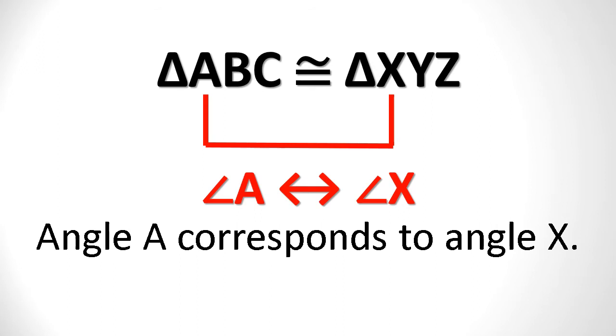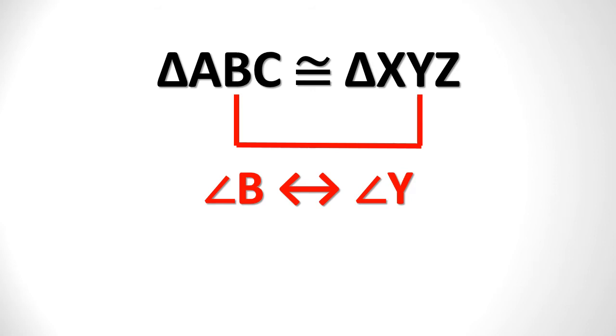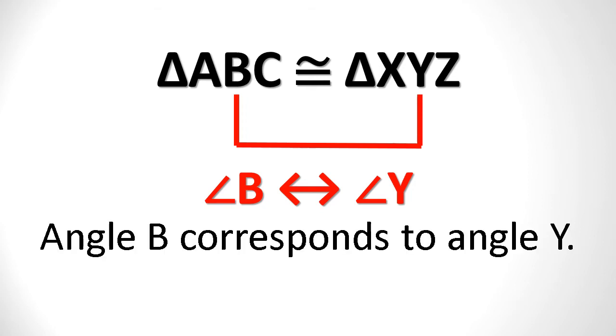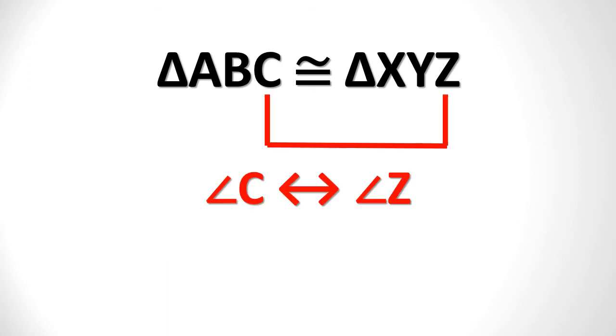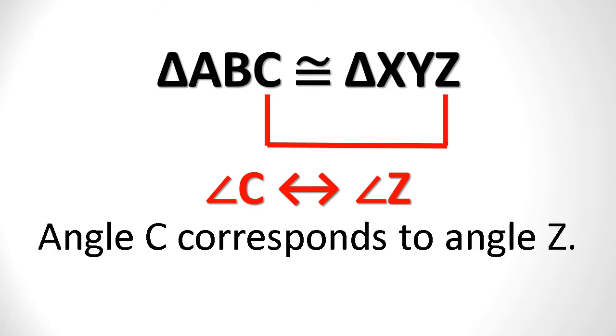Let's start with angle A and angle X. The given symbols can be read as angle A corresponds to angle X. The next pair is angle B and angle Y. Angle B corresponds to angle Y. Lastly, angle C and angle Z. Angle C corresponds to angle Z.